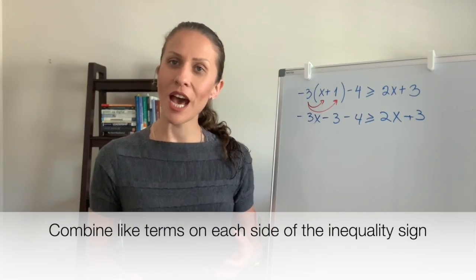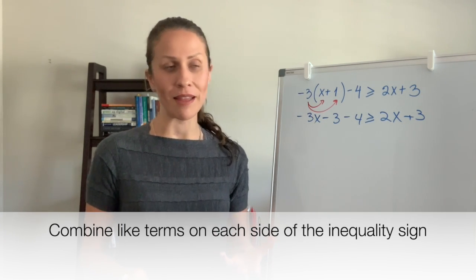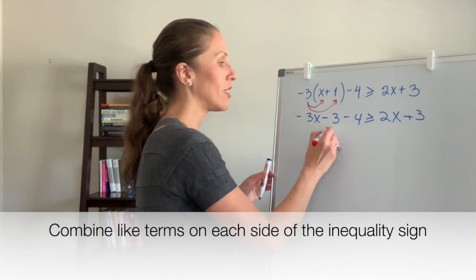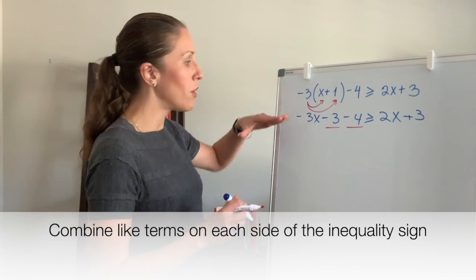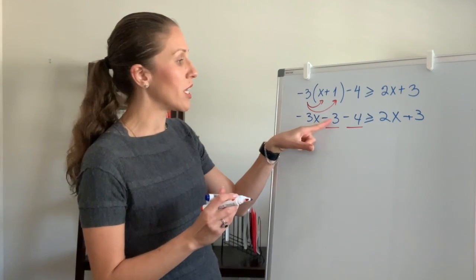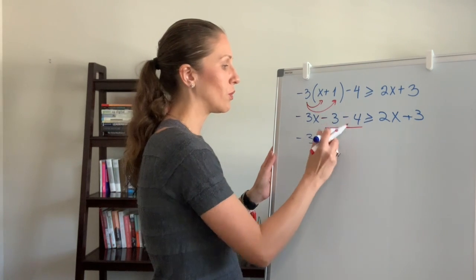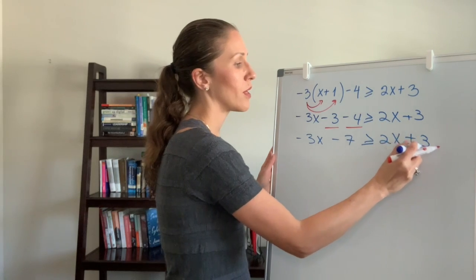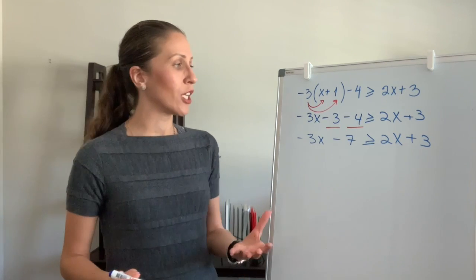To perform the third step, we will find like terms on each side of the inequality symbol and combine them. On the left side of the inequality symbol, I have 2 like terms, a -3 and a -4. If you combine them, you'll get a -7. So I will bring down everything else and I will make -3 and -4 into -7. -3x, these two will give me -7, greater than or equal to 2x plus 3. Notice that on the right side of the inequality symbol, I don't have any like terms because 2 has an x and 3 does not.